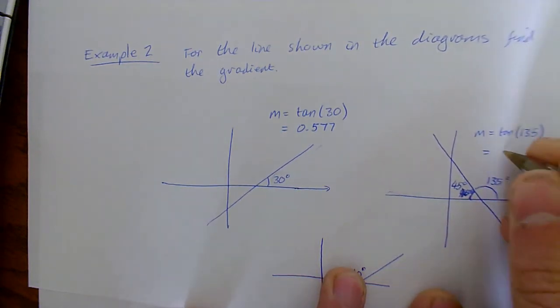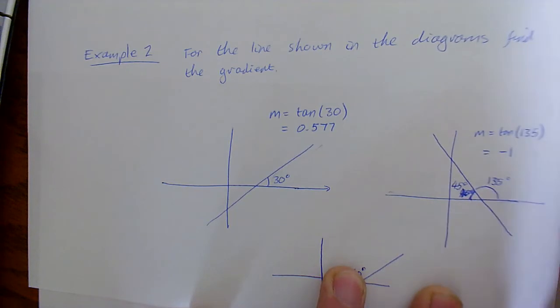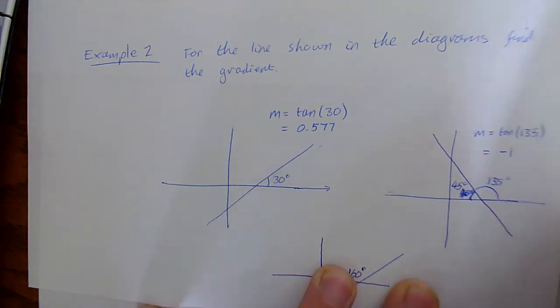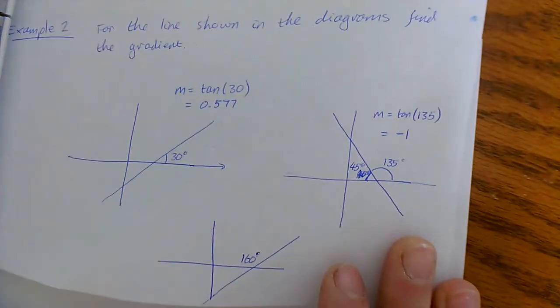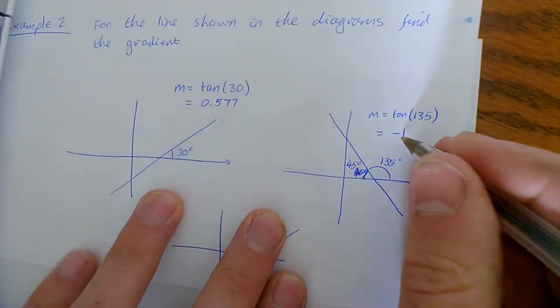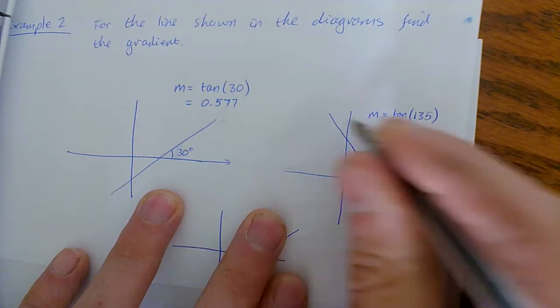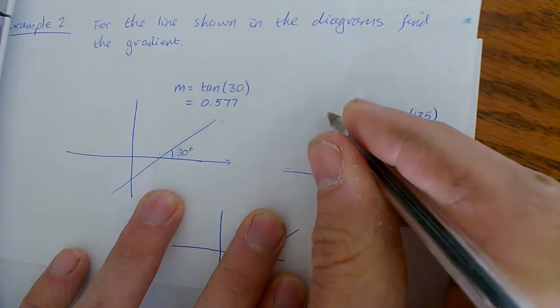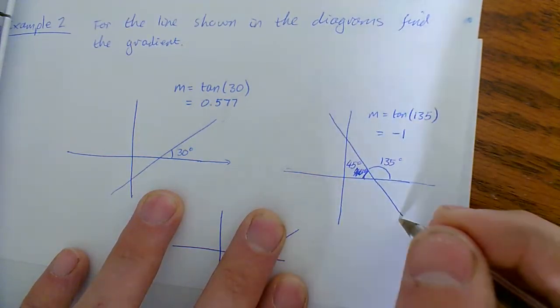Work out what tan of 135 is. On the calculator, it'll give you -1. Sorry, that's gone really fuzzy because it's off the side. Tan of 135 is -1. That is our answer. This line has a gradient of -1. That makes sense. It's going down from left to right.